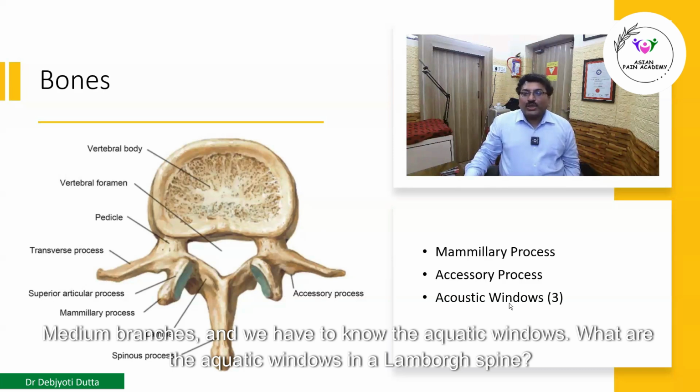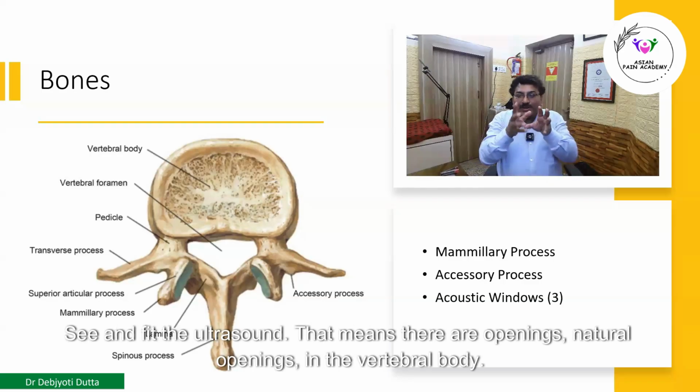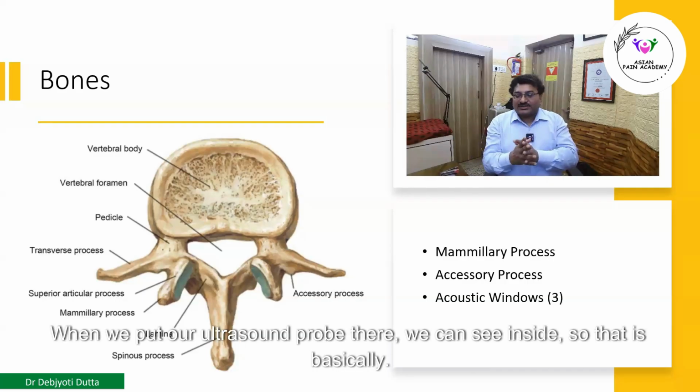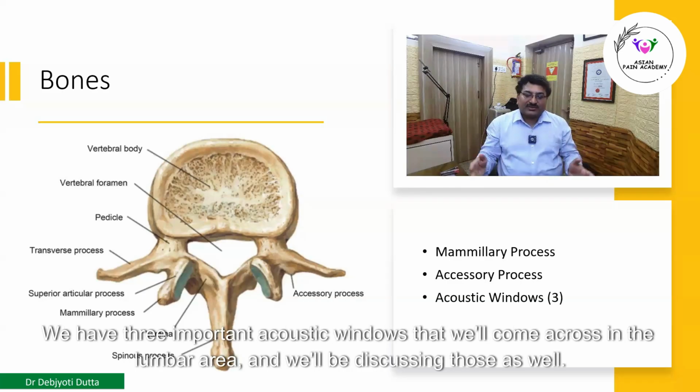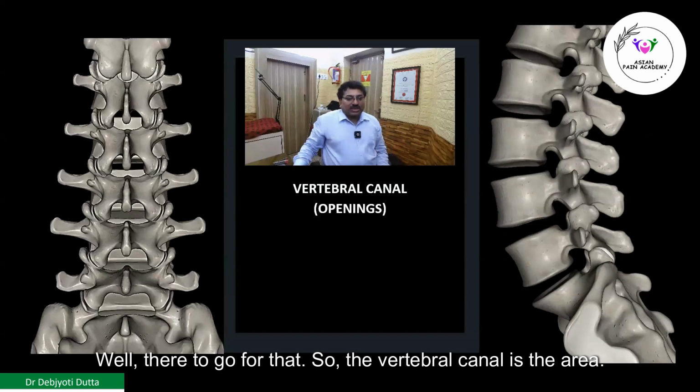And we have to know the acoustic windows. What are the acoustic windows in a lumbar spine? Acoustic windows are the areas in the spine through which we can actually see with the ultrasound. That means there are natural openings in the vertebral body. When we put our ultrasound probe there, we can see inside. So that is basically the acoustic windows. We have three important acoustic windows that we will come across in the lumbar area, and we'll be discussing those as well. So let's go to the vertebral canal.